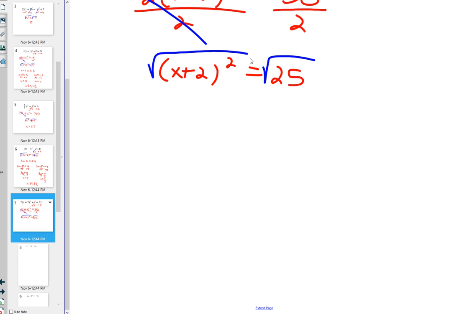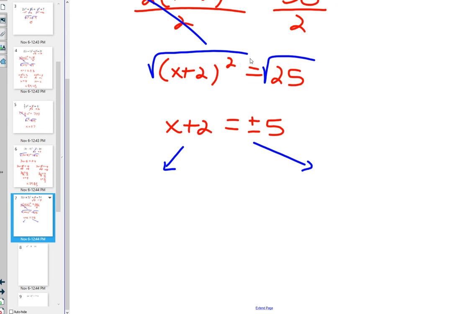The big, brand spanking new skill that you haven't learned before, that you're learning today for the first time, is that if you have to get rid of a square in an equation by square rooting, the square root property says that, yeah, the square root of 25 is 5, but in an equation you have to put a plus or minus in front of it. If the variable's been isolated, then we're done, and x would just be equal to positive 5 and negative 5. But the variable is not isolated yet, so we need to split this up into two distinct equations.